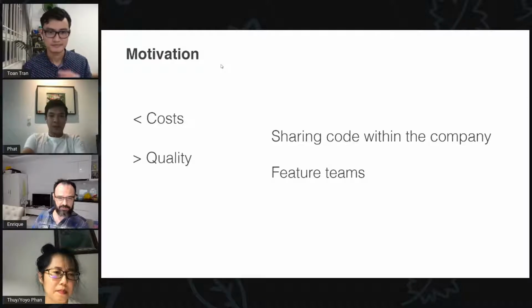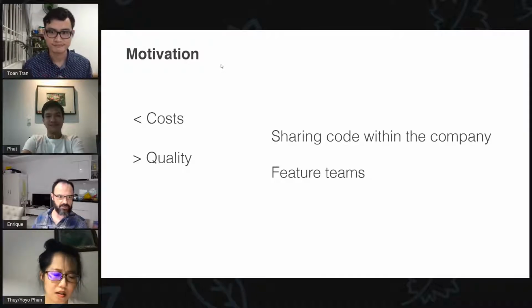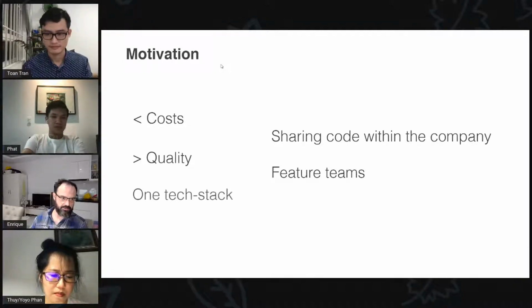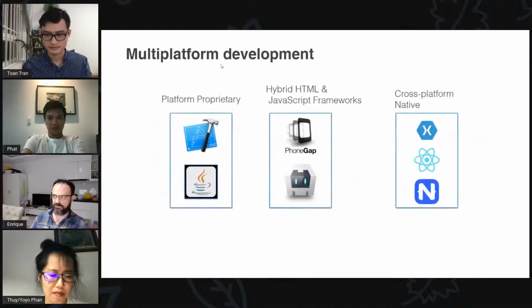It also allows us to have some interesting things, such as sharing code within the company and working on feature teams instead of organizing teams by platform. Let's say we have a team working on Android native, another on iOS, another on web. We could have teams specializing in a domain, for instance the login team or the payment team, and that's more efficient in the long term for a company. And we have one tech stack instead of fragmenting across several, which helps hiring, maintenance, etc.